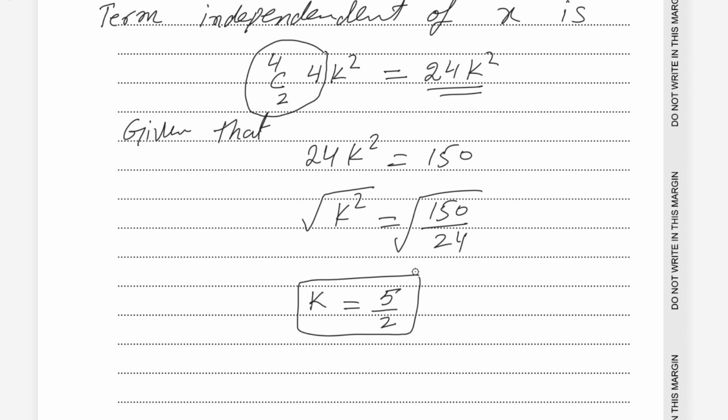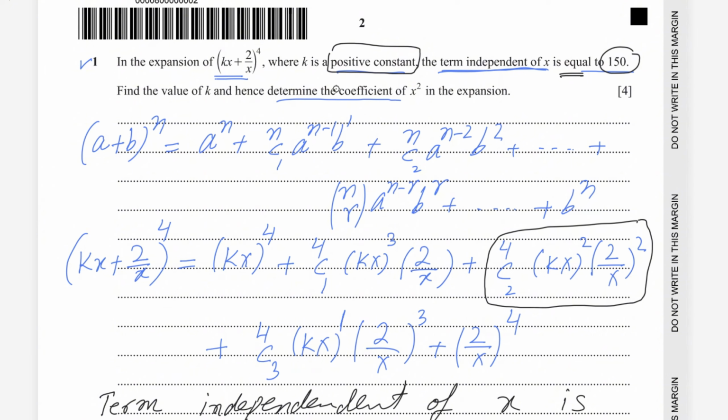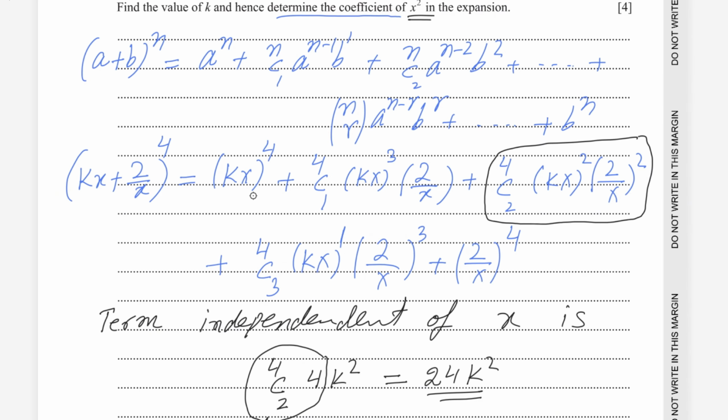So this is the answer of the first part of this question, and in the next part you need to determine the coefficient of x squared. Now you need to find the term involving x squared only. Look at these expansions here. In this expansion, you could easily find the term involving x squared. The term involving x squared is this one, because here x cubed and this x will cancel out and we'll get the term involving x squared from here.